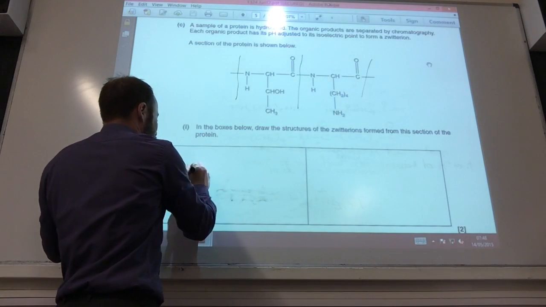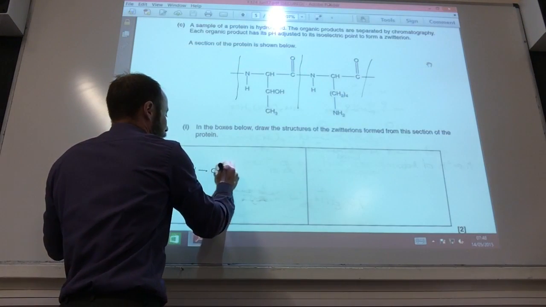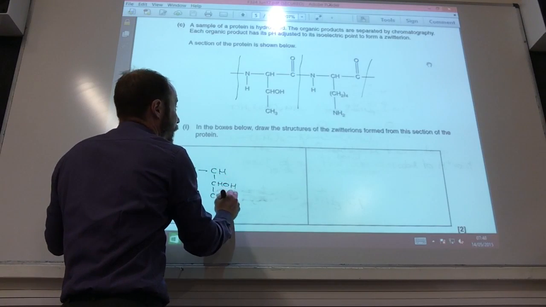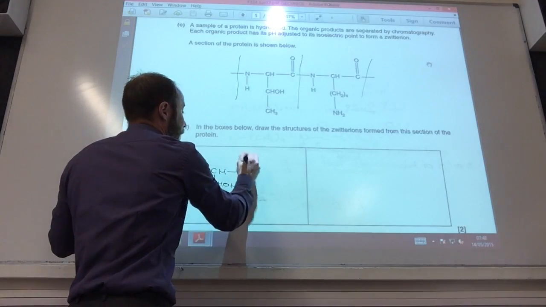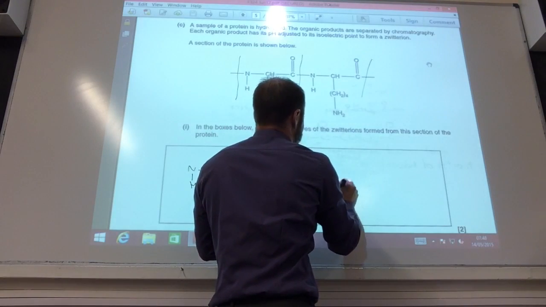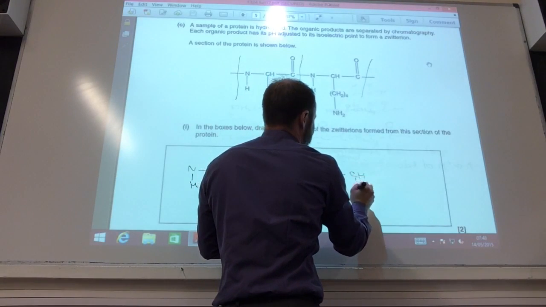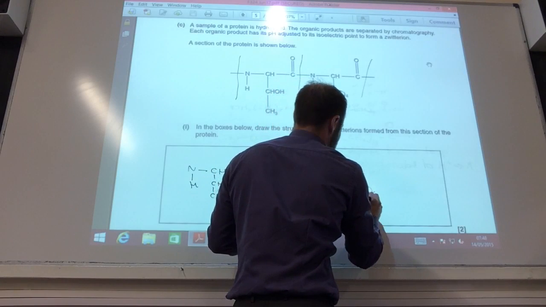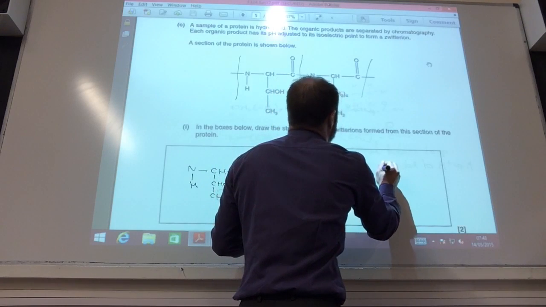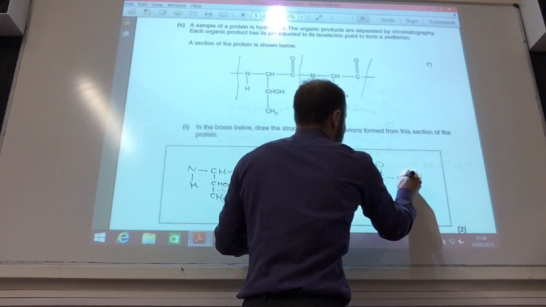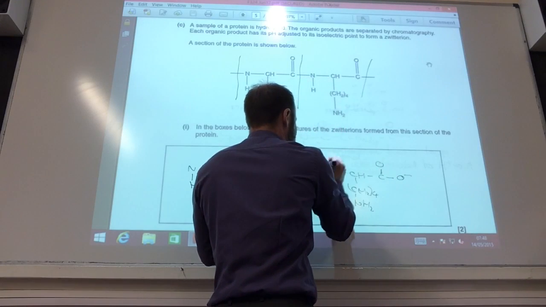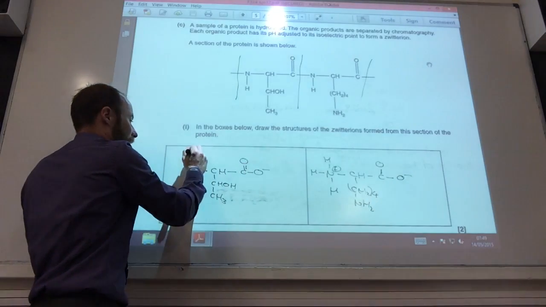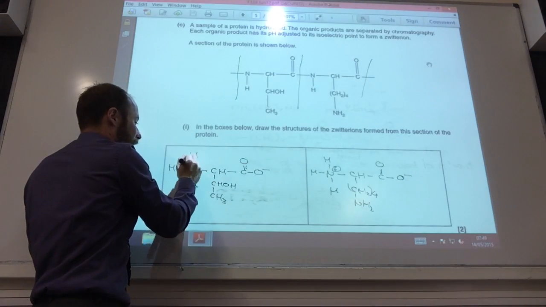Now, if I just draw these out, first of all, and then we will complete the rest. So you just break it at that peptide link, copy it out as before, but now this is going to become OH minus, that's NH3 plus, that's OH minus, and this is NH3 plus.